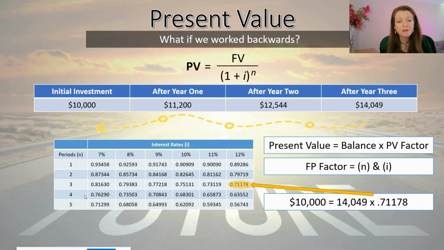We take our $14,049 times the factor of 0.71178. Then when we multiply that, it gives us 10,000. Again, we step back, we look at it. Okay, if I end up at $14,049 and I'm earning 12% interest over 3 years, would it make sense that I would just need to invest $10,000? Yes, that sounds right. If you get 40,000, you definitely did something wrong. I hope you didn't invest 40,000 and it shrunk down to 14. If you get 2,000, no, that is very unrealistic to get that kind of return. So you want to look at it and analyze, does this make sense?